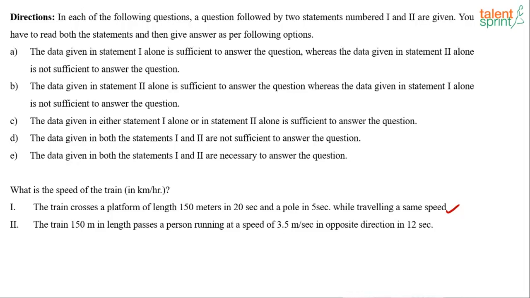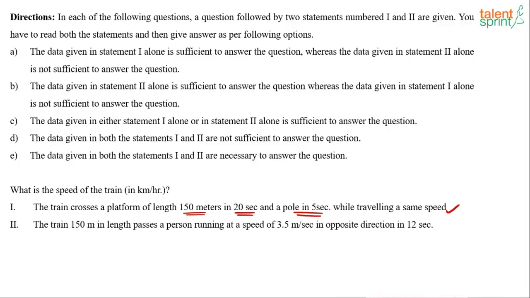Why? See, we know that while crossing the pole, it travels its own length. So to travel its own length, it takes 5 seconds. To travel its own length plus 150 meters, it takes 20 seconds. So I can find out the speed of the train. I mean, I can write 2 equations in 2 variables. You understand? 2 equations in 2 variables. Basically, I know that I can get the answer. I'm sure many of you must have understood that already.